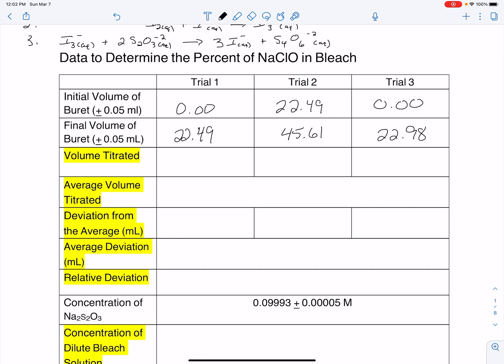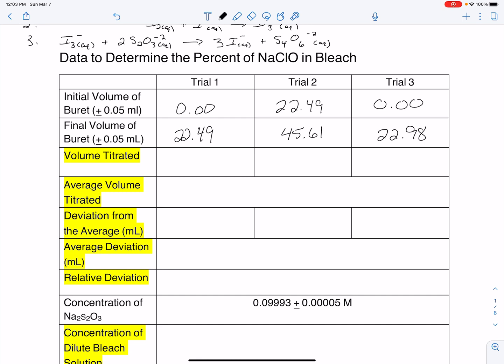From all of this, we should be able to calculate the volume titrated. So that's very simple, the final minus initial. I did put the uncertainties of the burette here. You'll see that we'll have the volume titrated. I didn't put any units or any plus minuses because that's going to come from your calculation. And then we'll find the average of the 3 volumes titrated. Everything that we do for the percentage will be from that average.